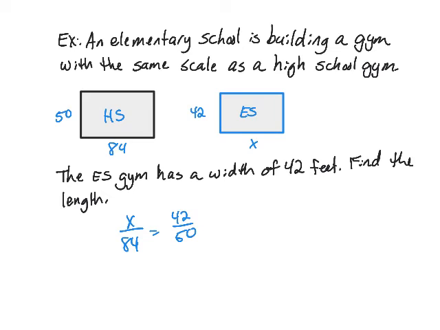We cross multiply, we get 50x is equal to 3,528. When I divide, you get 70.56. Depending on how they want to round, you could say roughly 71. If the bigger length is 84 feet, then this would be about 71 feet to keep it to scale.